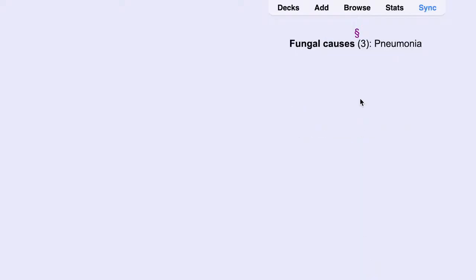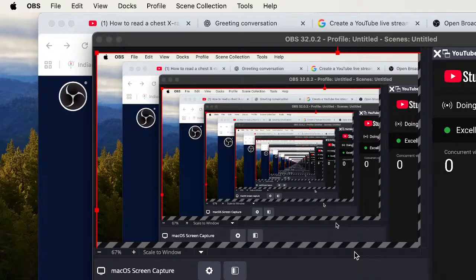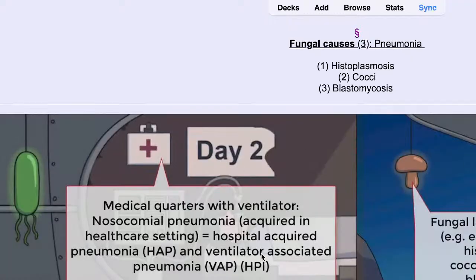Okay, fungal causes of pneumonia. I wonder if I have something on the slide. It could be a trap, but I don't know what else. Here's some tags, but fungal causes of pneumonia. What are some of the fungal causes? Okay. Fungal. Looking at histoplasmosis, cocci, blastomycosis.